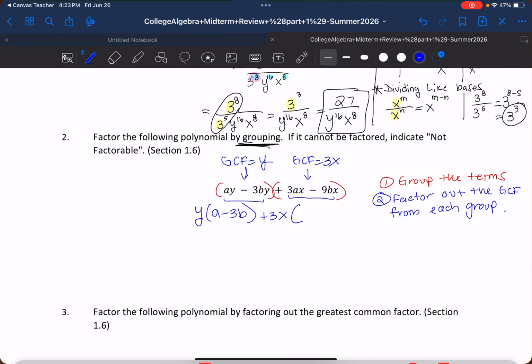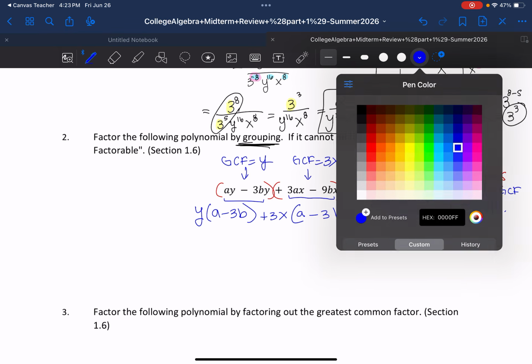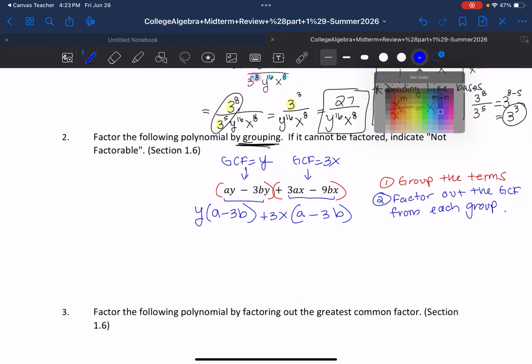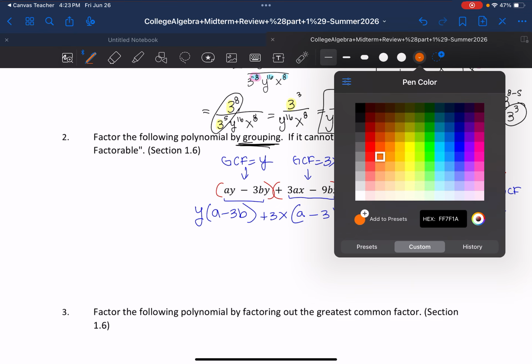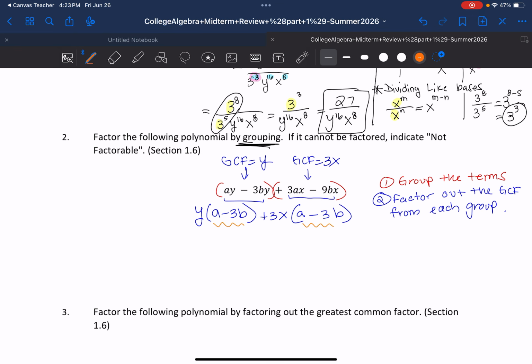So if I divide 3ax by 3x, that'll leave me with just a. And if I divide negative 9bx by 3x, that'll leave me with negative 3b. So you can see that these 2 match each other, and they should. When you factor by grouping, these 2 factors should match each other, or you did something wrong.